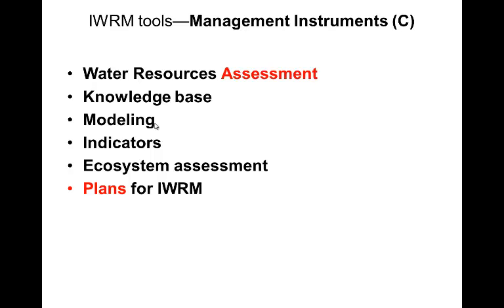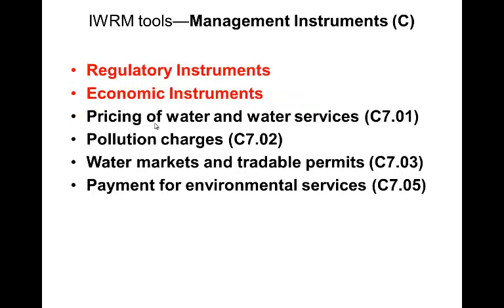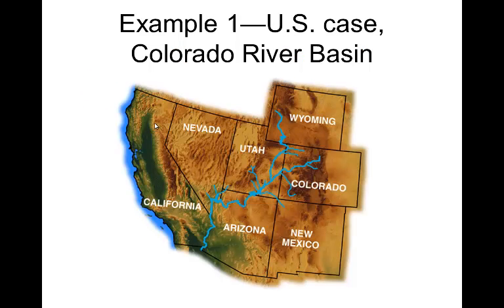Here's another set of tools. This time the management instruments. You see things like assessment techniques, planning, indicators. All of these are very technical, but without them, integrated water resources management is not going to work well in the end. Here's some more: efficiency, social change instruments and methods for conflict resolution, regulatory instruments, economic instruments. All of these are critical. And in the end, without having good tools like this, integrated water resources management is not going to work.